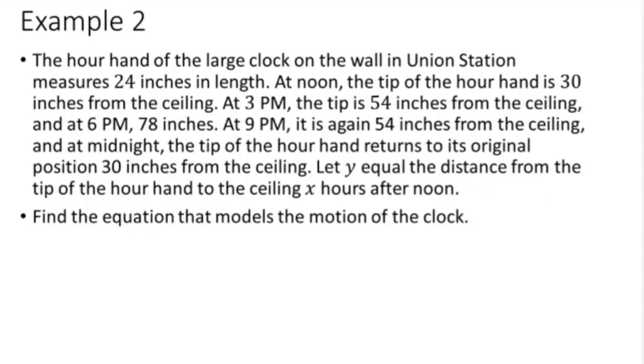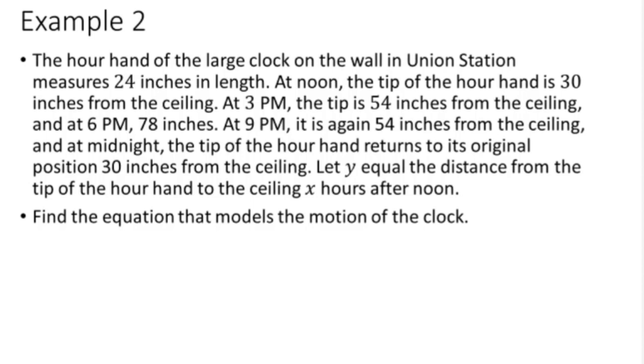In this problem here, the hour hand of a large clock on the wall in Union Station measures 24 inches in length. At noon, the tip of the hand is 30 inches from the ceiling. At 3 p.m., the tip is 54 inches from the ceiling. At 6 p.m., 78 inches. At 9 p.m., it is again 54 inches from the ceiling. And at midnight, the tip of the hour hand returns to its original position, 30 inches from the ceiling.